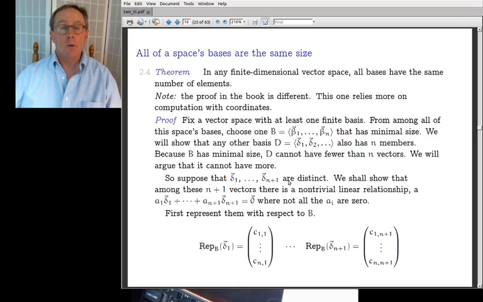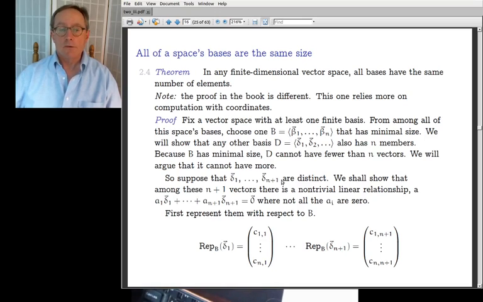What I'm going to show is that from among those n plus 1 different vectors, there's a non-trivial linear relationship. That is to say, a1 delta 1 through a n plus 1 delta n plus 1 equals 0, where not all the coefficients are 0. And of course, a basis can't have such a thing. So it's not possible for a basis to have n plus 1 many different elements. All right, so that's the outline of the argument.